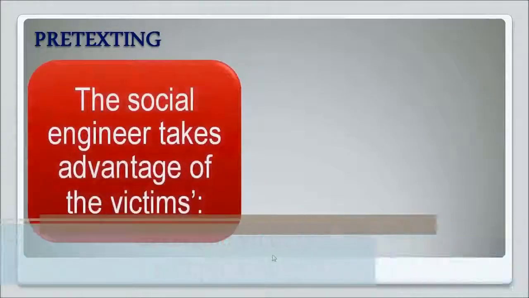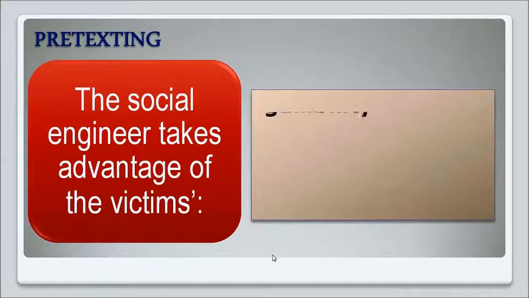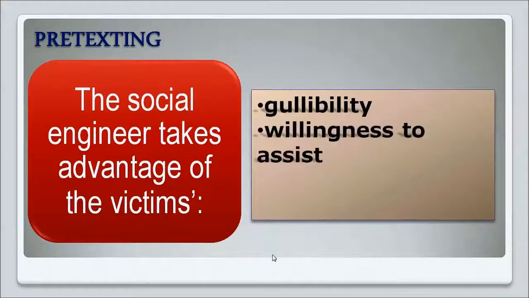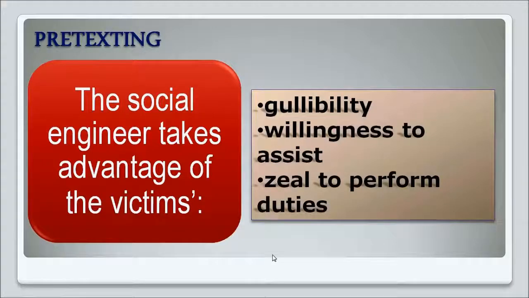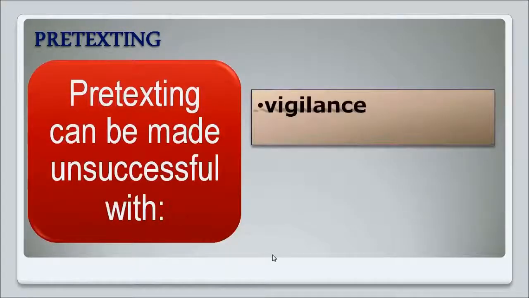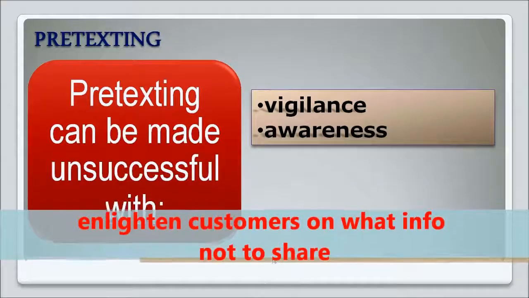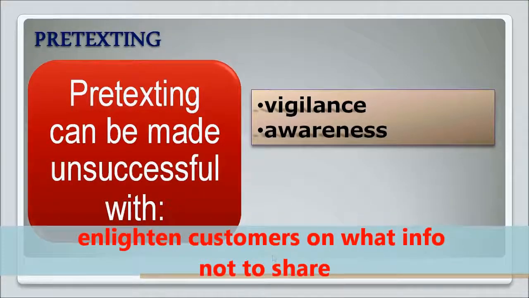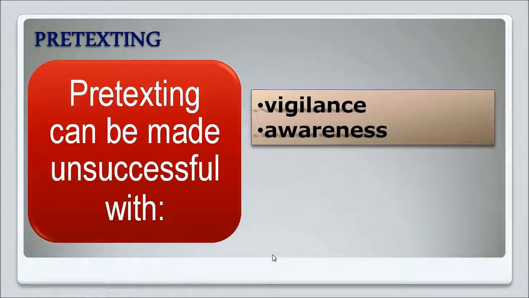Pretexting takes advantage of human weaknesses of gullibility, willingness to assist, and zeal to perform duties in order to compromise victims. Pretexting can be avoided by having vigilance and proper awareness of the technique. Organizations should take proper care to educate their customers regarding the type of information they should not disclose when they receive calls allegedly from the organization.